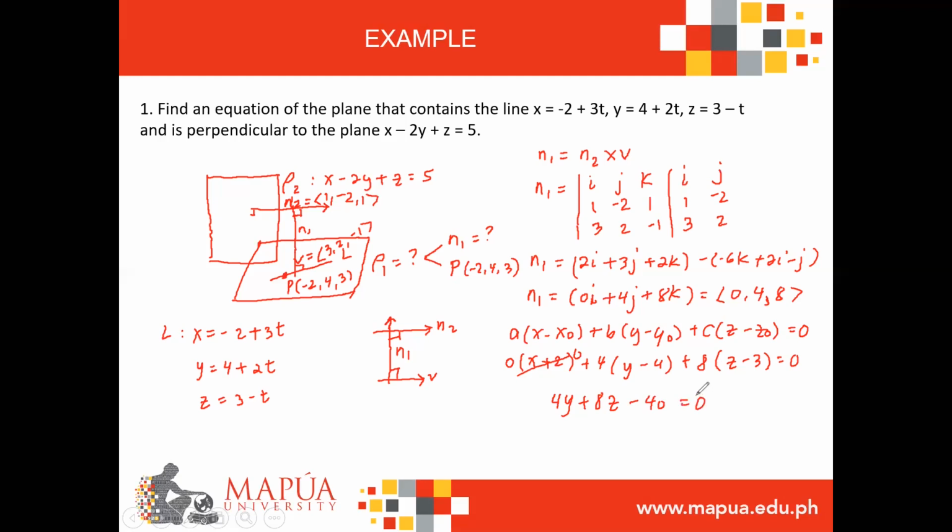We can reduce this equation by dividing by 4. So we get now the equation of the plane in reduced form, that is y plus 2z minus 10 is equal to 0. So this is the equation of your plane 1.